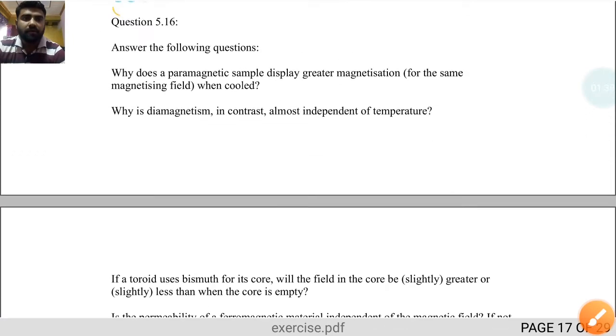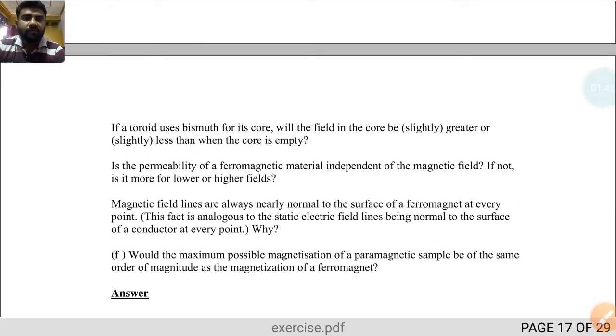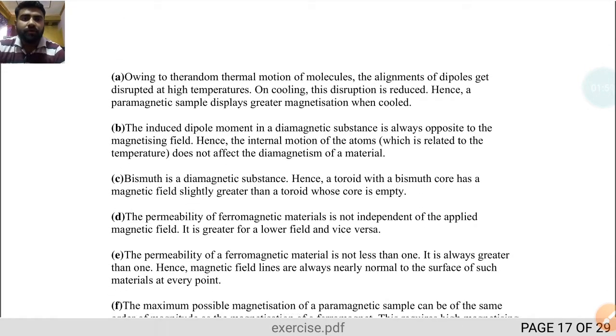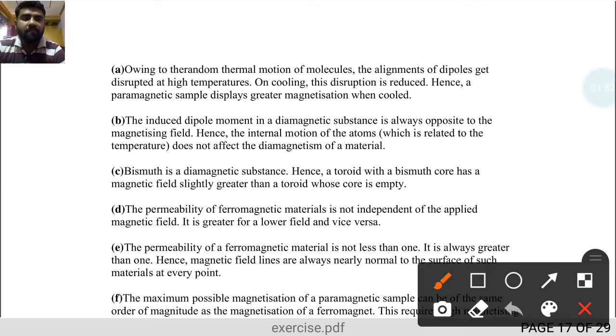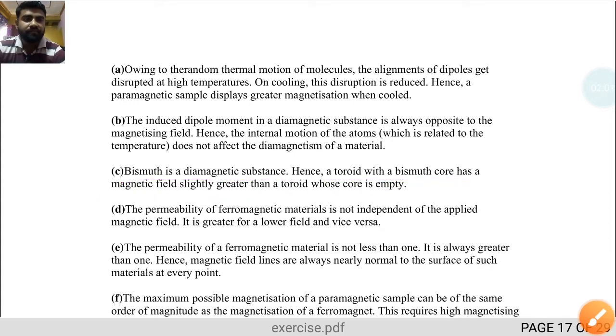Then the third one: if a toroid uses bismuth for its core, will the field in the core be greater or less than when the core is empty? So here bismuth is a diamagnetic substance, hence a toroid with a bismuth core has a magnetic field slightly less than the toroid whose core is empty.